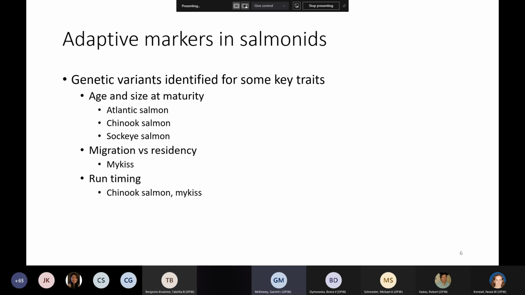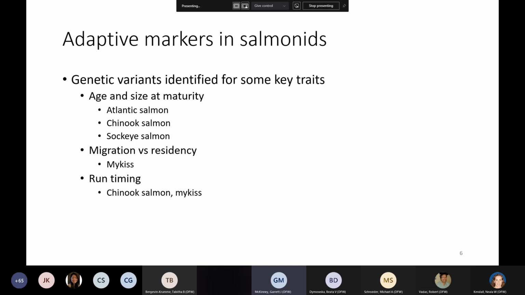So I'm going to focus on adaptive markers in salmonids, primarily because most of my work is on salmon, and that's just what I'm familiar with. But certainly these things are going on in other species as well. In salmon, genetic variants have been identified for some key traits. These include age and size at maturity, migration versus residency, and run timing. And I listed some of the species that have these associations.